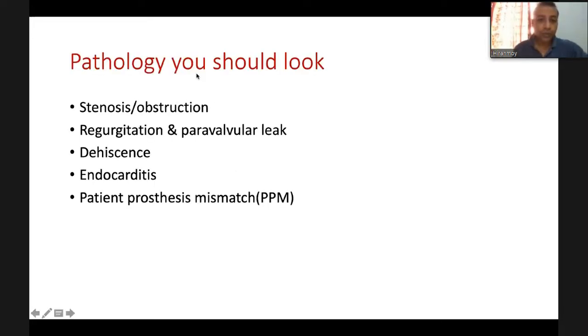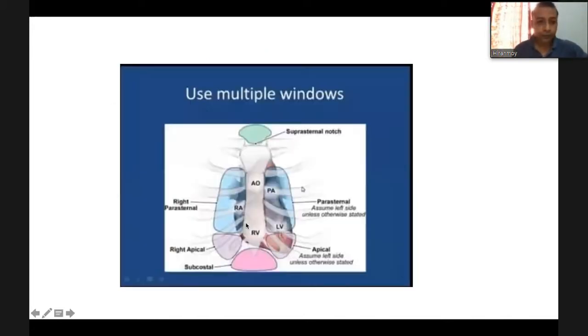Which pathology should you look for in the evaluation of a prosthetic heart valve? One thing that is first important is whether it is a stenotic valve or there is obstruction. Another is regurgitation or paravalvular leak. Third, is there valve dehiscence? Is there any sign of infective endocarditis? And whether patient prosthesis mismatch occurs. Now we will look at them one by one for evaluation.